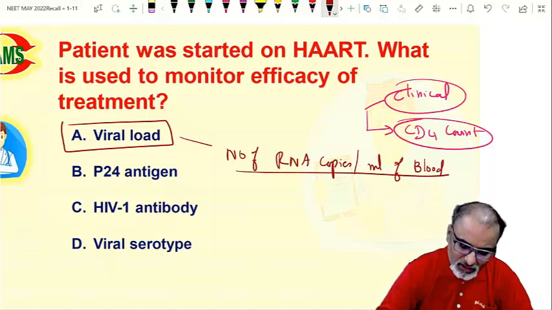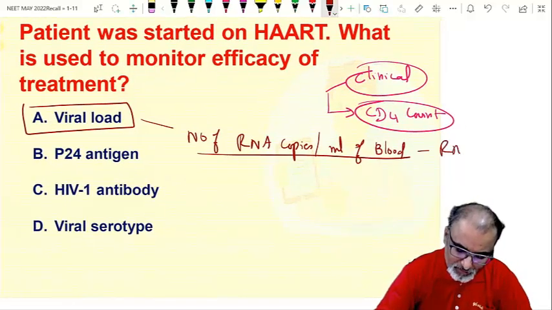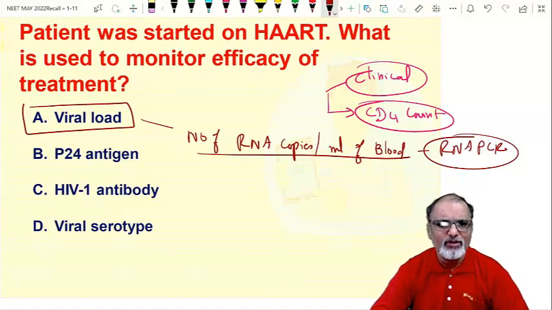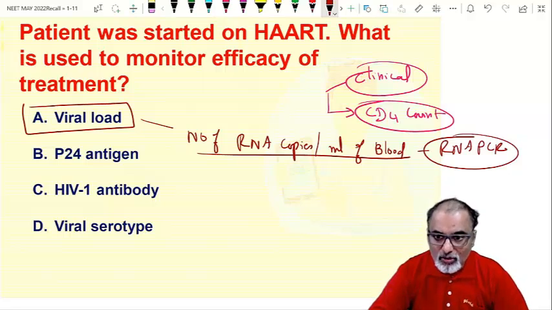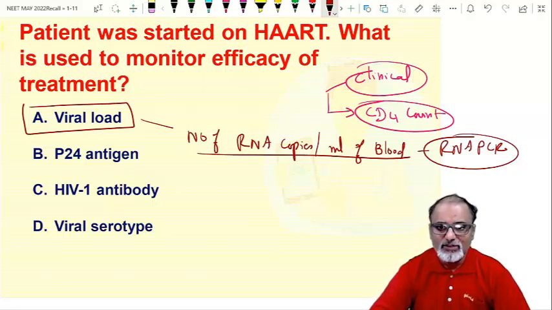We do it with RNA PCR. The number of RNA copies is a very reliable marker. If the viral load is high, that means the patient is not responding to the treatment and prognosis is poor. If the viral load is low compared with the baseline, prognosis is good. So viral load is the current marker for monitoring the efficacy of antiretroviral treatment.